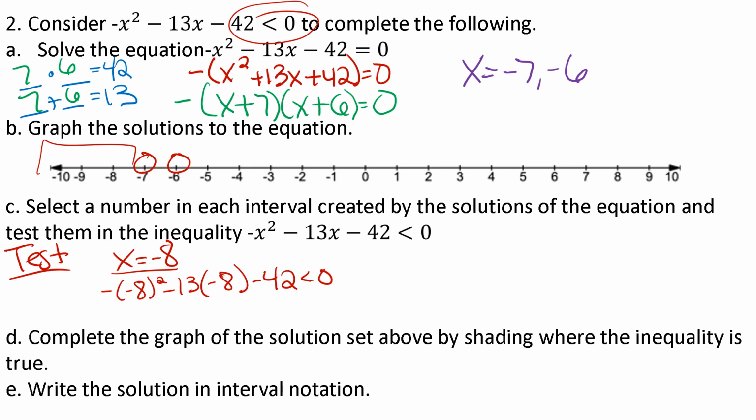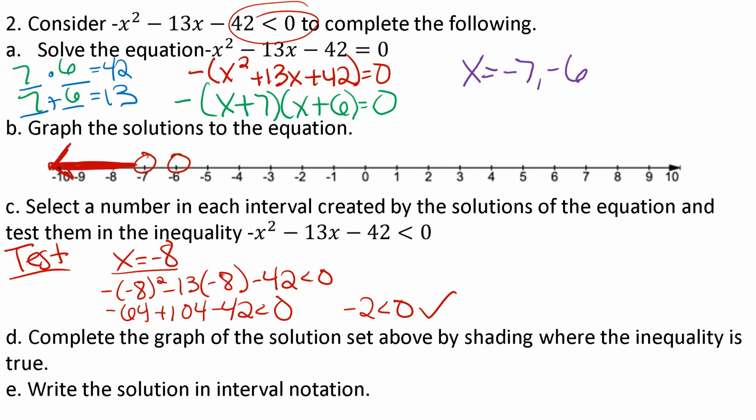So negative 8 squared is 64, and that'll be negative 64 because there's a negative in the front. Negative 13 times negative 8 is positive 104, minus 42. So negative 64 plus 104 is 40, minus 42, that's negative 2. Is negative 2 less than 0? Yeah, so that works. So that means we will shade less than that negative 7.